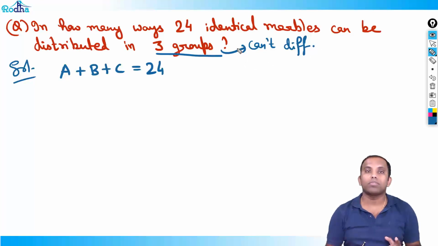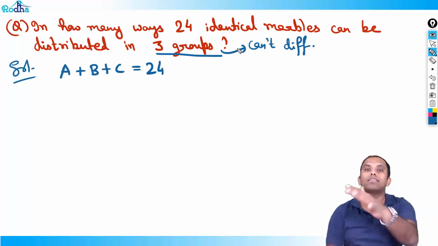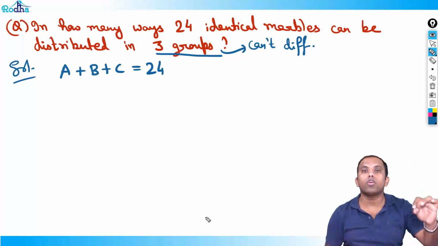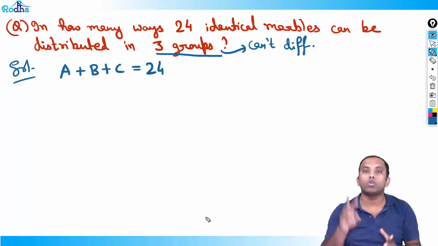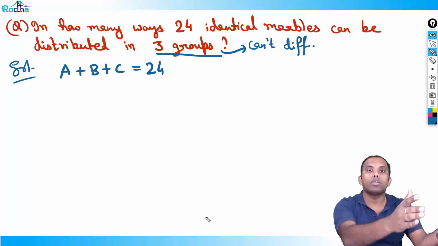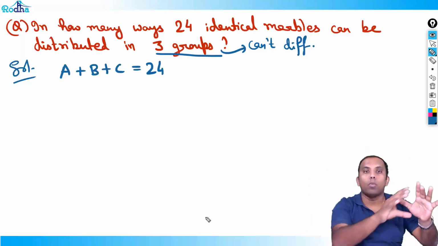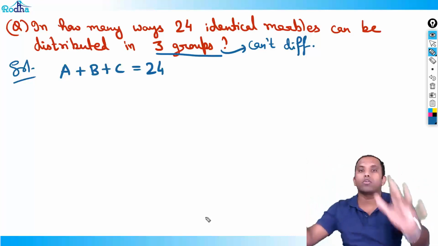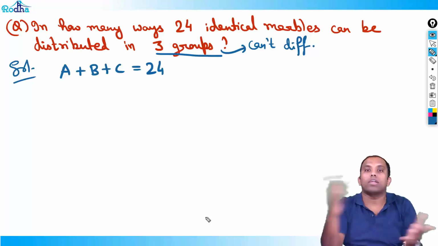If there are 2 groups, in how many ways can 10 people be divided into 2 groups? So 5 and 5, 4 and 6, right? Because there are 2 groups, you can't say 4 and 6 and 6 and 4 are different. Because you're counting groups, you're not counting different people. So you will count 4 people as one group and 6 people as one group. You can't say 4 and 6 is one way and 6 and 4 is another way.